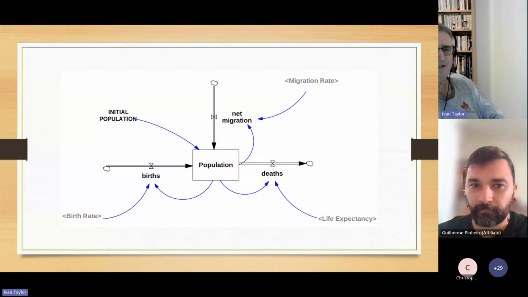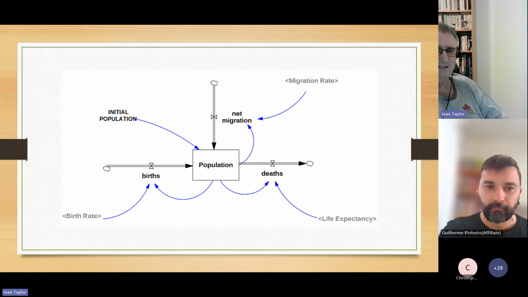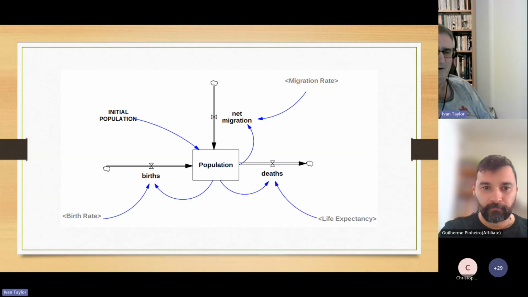So this is a very simple system dynamics model of a population, and the stock is people, and it has an initial population, and it has births and deaths and net migration. I guess the novelty of this model is that the birth rate, the life expectancy, and the migration rates are not constants. Even though many models would use a constant value, I'm actually using a time varying value.